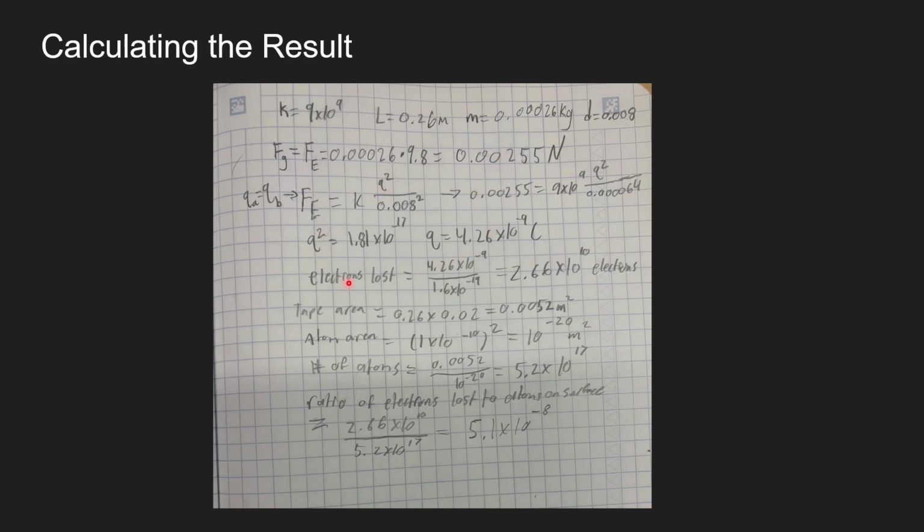To find electrons lost, we know that all charge is a multiple of the charge of an electron, so we just divide total charge by the charge of an electron to find the number of electrons. To find the number of atoms, we calculate the tape area using our measured dimensions. We're given the dimensions of an atom, so we calculate that area. We divide total area by area of an atom to get the rough number of atoms. And then to find the ratio of electrons lost to atoms on the surface, we just divide the electrons lost that we calculated by the total number of atoms we calculated for this value here.